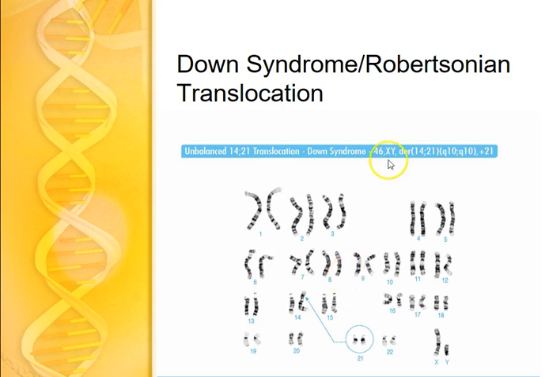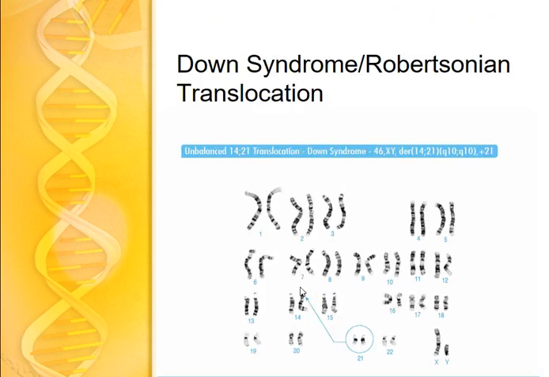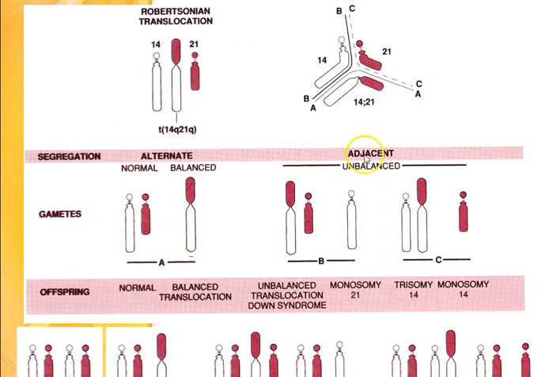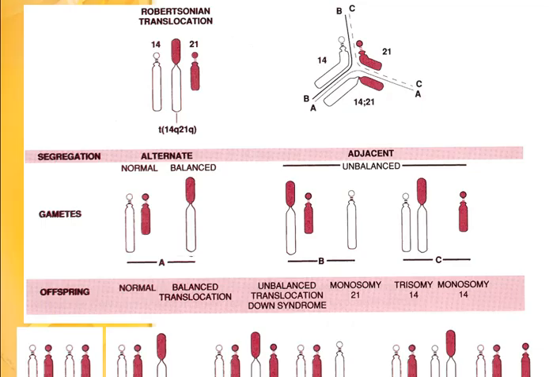This is an individual that has 46 chromosomes, but we have 2 copies of 21, and the third copy is on top of chromosome 14. And here we have an individual that's a carrier. They only have 45 chromosomes, but 1 copy of 21 here, and here's the other. So normally we have 46 chromosomes, but this is an exception to that because there's a Robertsonian translocation. Approximately 1% of the population carries this.